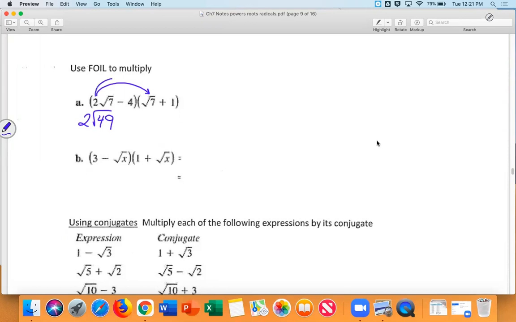Then I'm going to do 2 root 7 times 1. That's going to be 2 root 7. Agreed? Now I'm going to do the negative 4 times root 7. That's negative 4 root 7. And I'm going to do negative 4 times 1, and that's going to be negative 4. Are you okay with where I got everything from? Now I'm going to start cleaning this up. Okay?